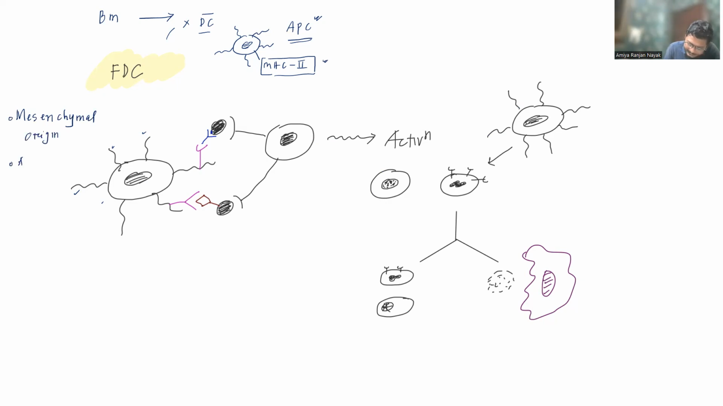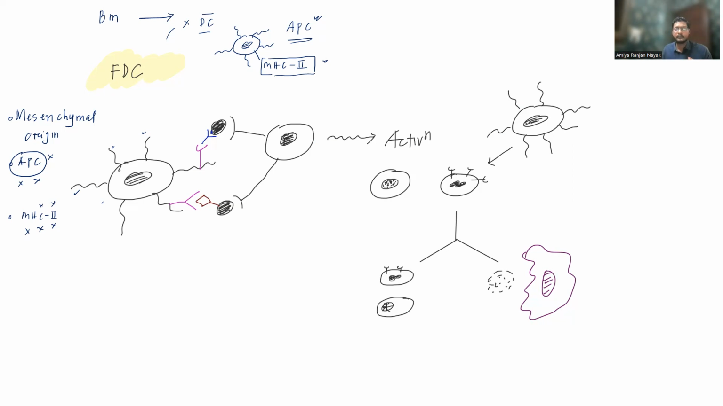These are not antigen presenting cells. I mean, they will not process the antigen and present it on the surface. And also they do not express the MHC class 2 molecule. All the antigen presenting cells should express MHC class 2 molecules on their surface. But these follicular dendritic cells are not going to express these MHC class 2 molecules. So these are the differences between a follicular dendritic cell and a classical dendritic cell.